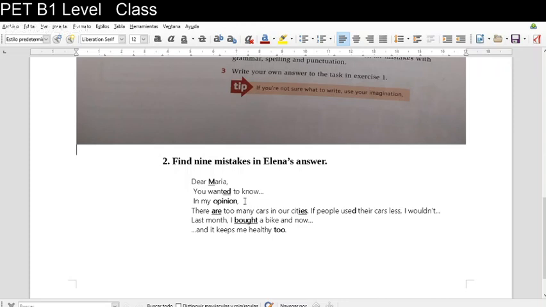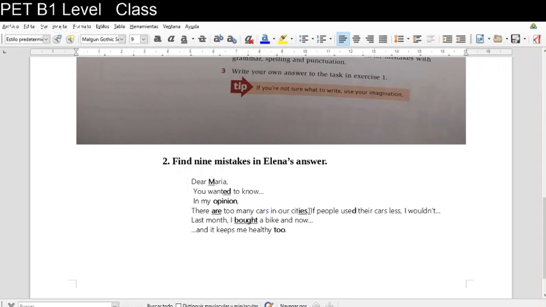"Well, too many cars" is plural. Then you have to write "too many cars" in plural. "There are too many cars." No, there is, yeah? "There are too many cars in our cities." Cities had spelling mistakes with the Y.